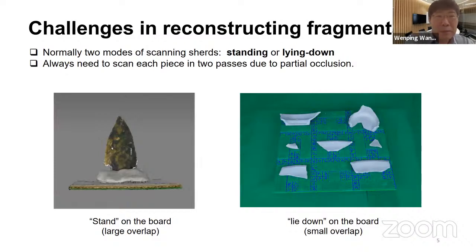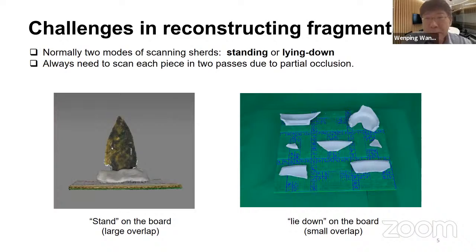There are mainly two ways of scanning these sherds in terms of how you place them. I would call these two different ways standing and lying down. On the left is the standing mode. That is, you use some object to hold it up, to make it stand up, then use some scanning device to scan the object. Obviously, only part of the object can be scanned because you use another object to hold this piece, and that part is being occluded. You need to scan it again.